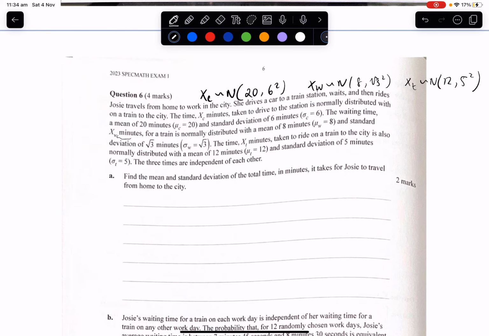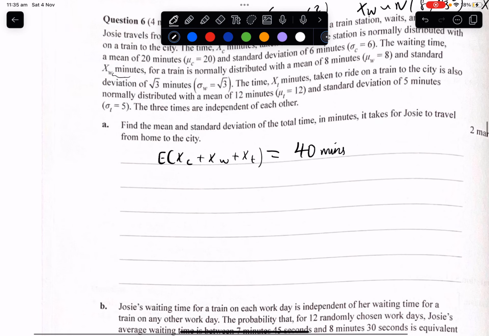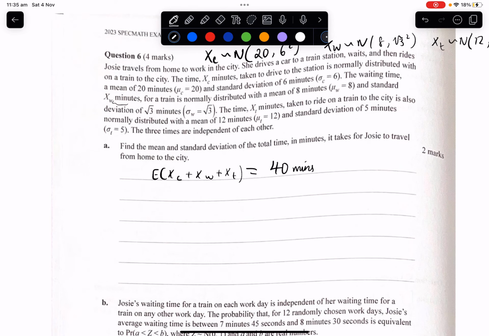Find the mean and standard deviation of the total time in minutes it takes for Josie to travel from home to the city. The total time would just be the sum of all of these. So E of XC plus XW plus XT. That's just the sum of each of the means, which is 20 plus 8 plus 12, which is 20 plus 20 or 40 minutes. And the standard deviation, we're going to probably work with the variance first.